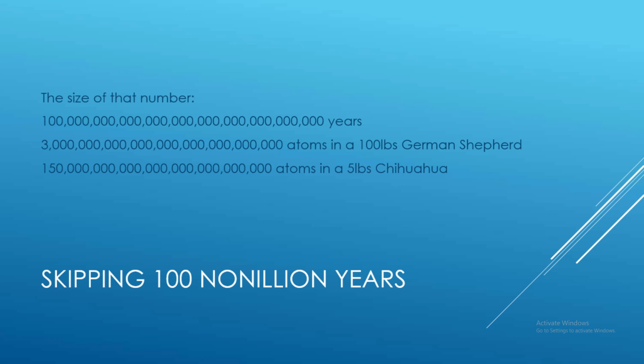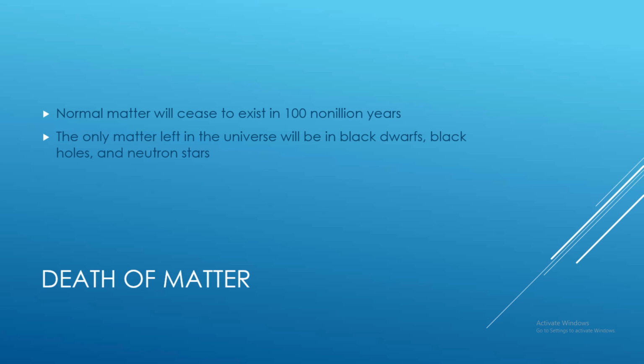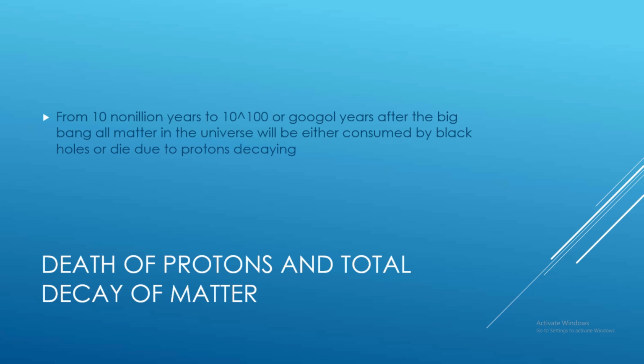So there are actually a lot of atoms in a German Shepherd, and a lot of atoms in a 5-pound Chihuahua. But this has more zeros than that. I did start out doing the Earth, but I didn't feel like it because it was way too big. And yeah. Next slide. So, more depressing stuff. Death of matter. Normal matter kind of will cease to exist in 100 nonillion years. And that's not very good. The only matter left in the universe at this point will be black dwarfs, black holes, and neutron stars. So, there's that. Next slide.